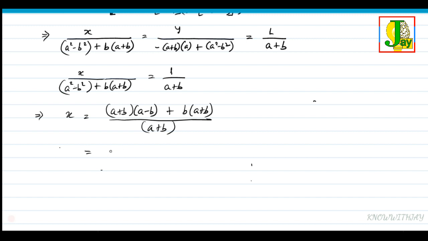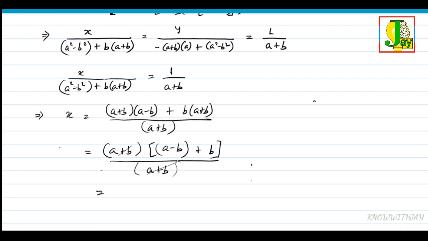So that's a plus b, if we take common, in the first expression we have a minus b, and here we have b, whole thing upon a plus b. We can cancel a plus b from the numerator and the denominator, so we have a minus b plus b. If you open the bracket, we have this, so x equals to a.